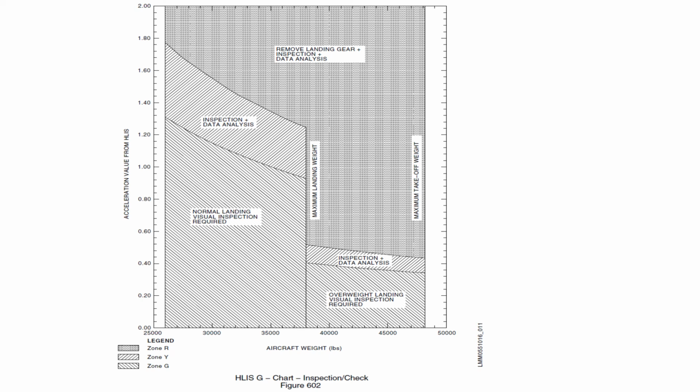Do we need to take the landing gear off? Do we need to just do a normal inspection? Do we need to do an inspection but a little bit more further data analysis? It makes things nice and simple and black and white. And that's the hard landing indication system as fitted to the Challenger 605.